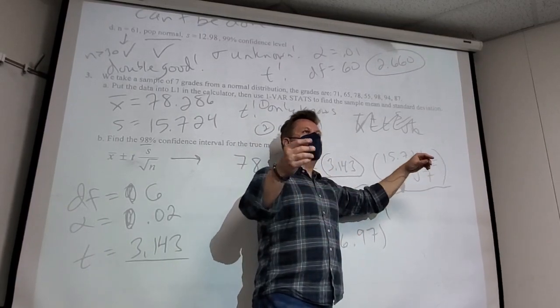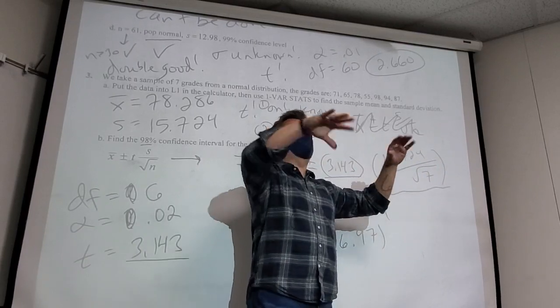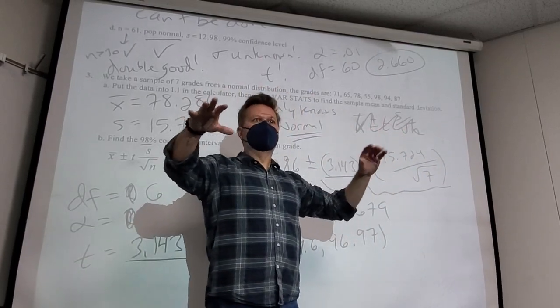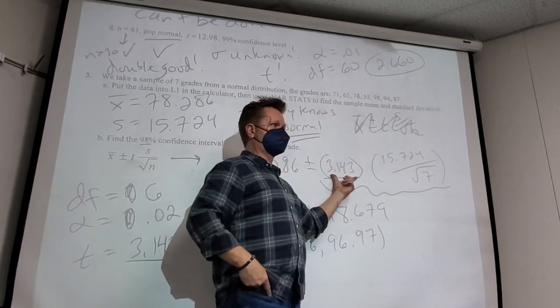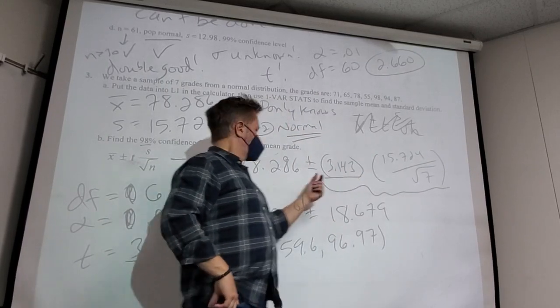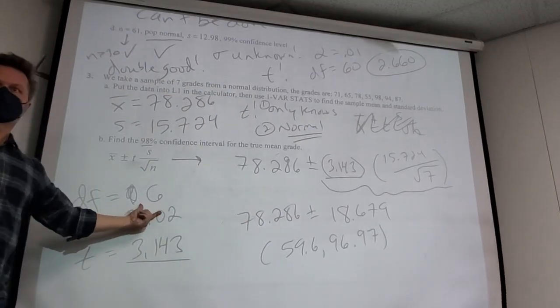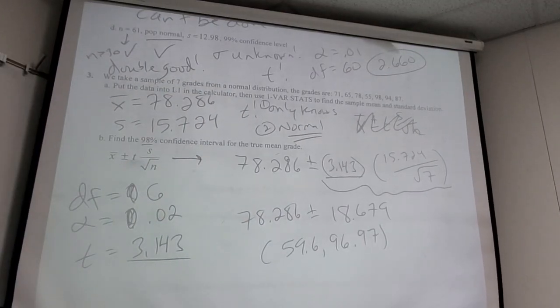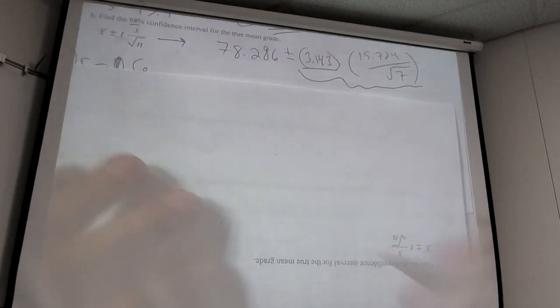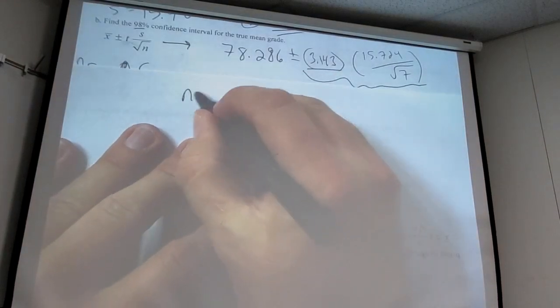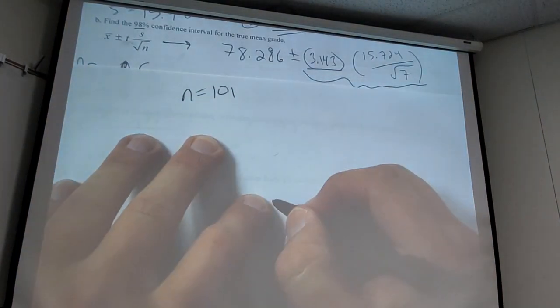What else that we calculated up here came from the sample size of 7? That would change now. Where'd this come from? That is the t-score. That came from the degrees of freedom, right? So real quick, let's just do a little bit extra, just for fun. What if instead n had been 101?